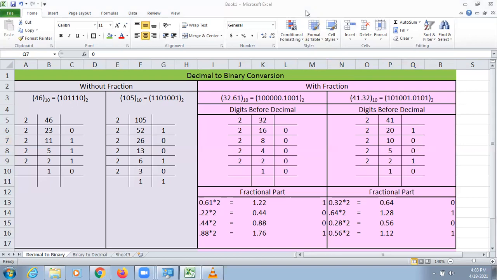In the next class now, we will understand how to convert a binary number to a decimal number. From decimal to binary we have learned today. In the next class, we will learn the reverse of this, from binary to decimal.